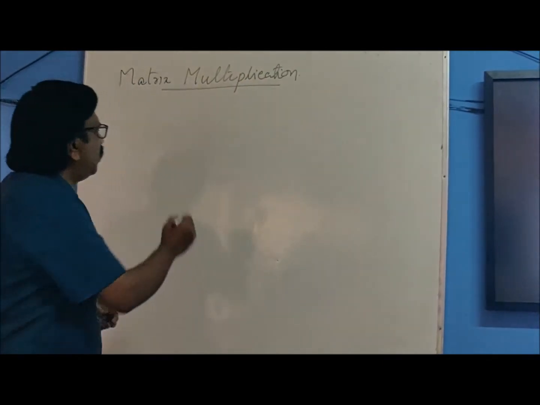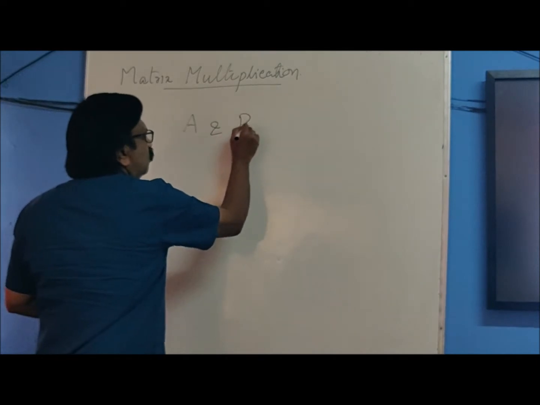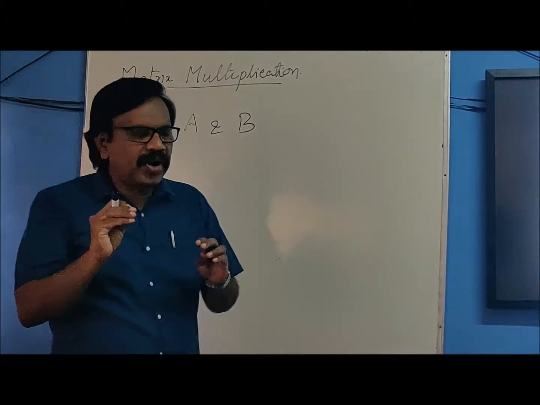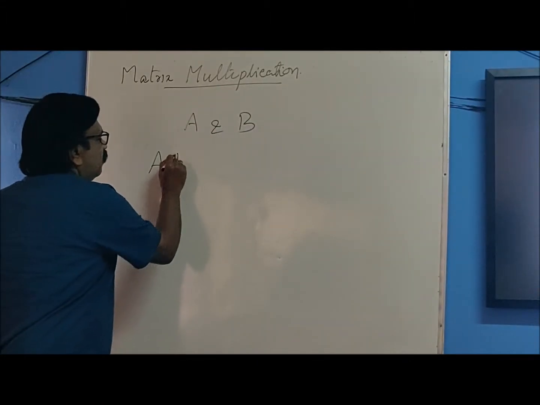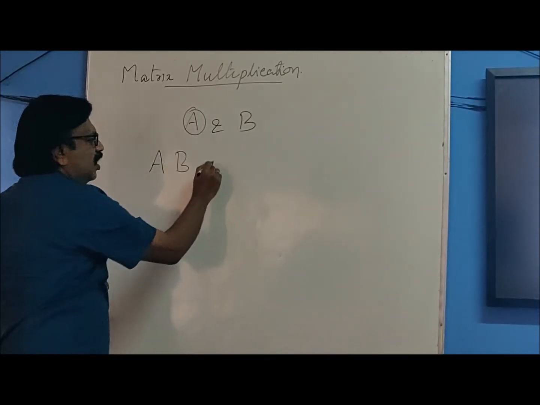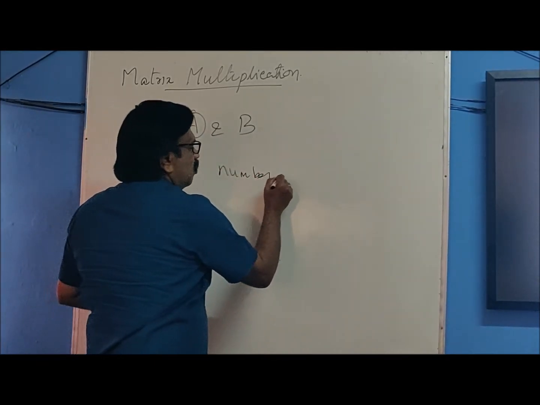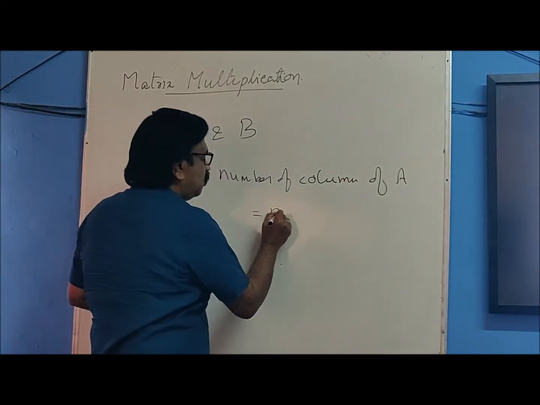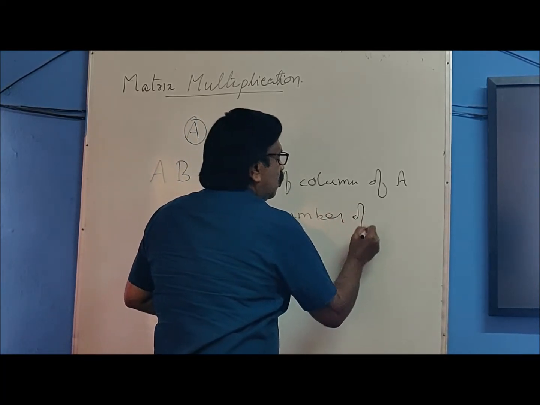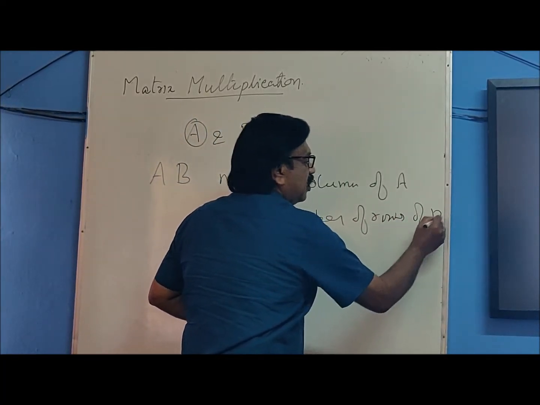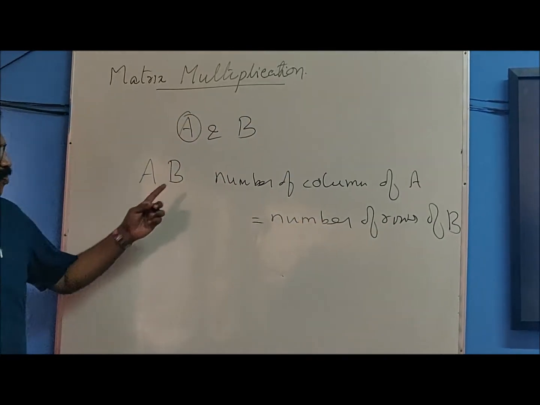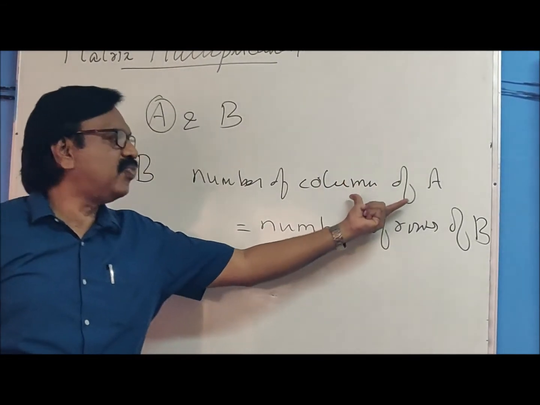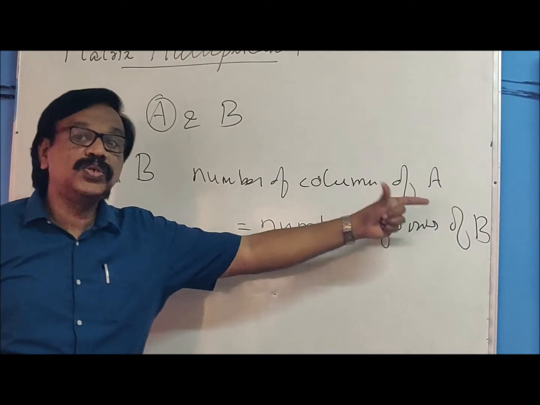Suppose A and B are two matrices. Then we can define the product AB only if the number of columns of A, remember that, must be equal to the number of rows of B. Very important. We can multiply two matrices only if the number of columns of A is equal to the number of rows of B.